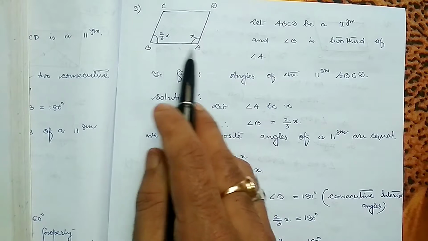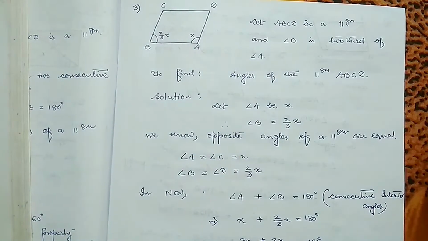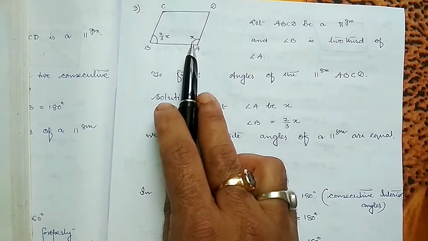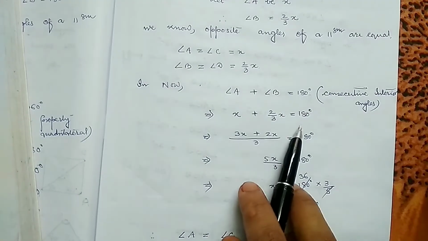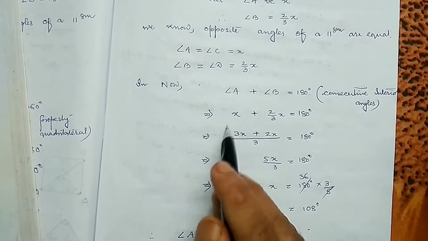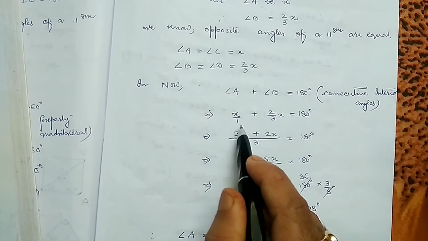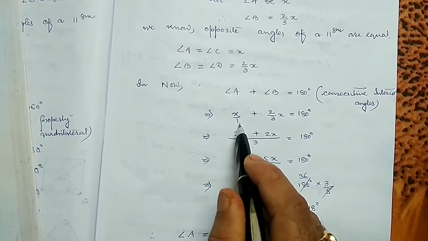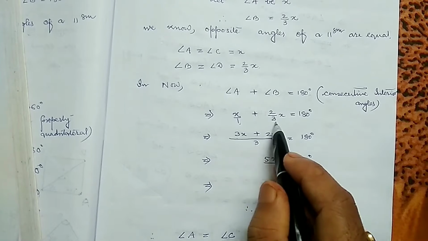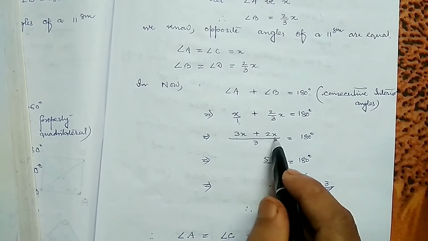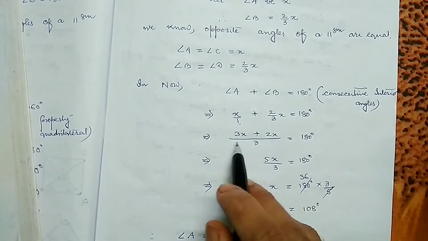That means angle A plus angle B will be 180. So A, how much have we taken? x, and B is 2/3 of x. So x plus 2/3 of x will be 180. Take LCM. Here x means x by 1. LCM will be 3. 3 by 1, 3x. 3 divided by 3, 1, 1 into 2, 2x equals 180.